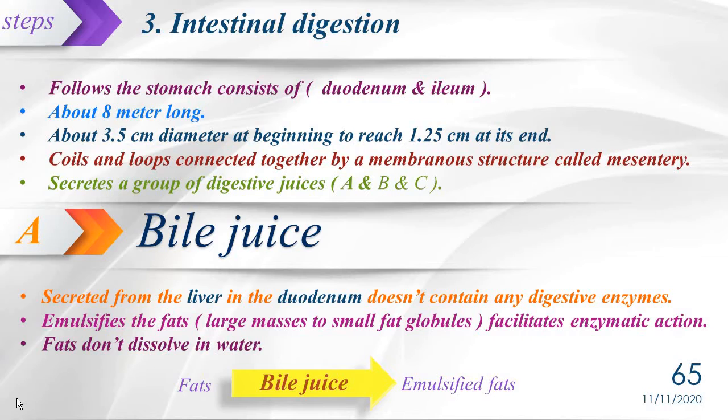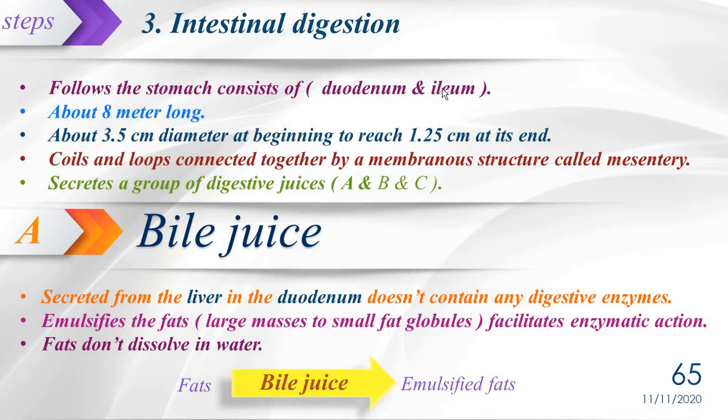We will continue lesson 3 about heterotrophic nutrition, talking about the heterotrophic and digestive system. We said before about digestion in the mouth, digestion in the stomach, and digestion in the esophagus. Today we're talking about digestion in the small intestine.